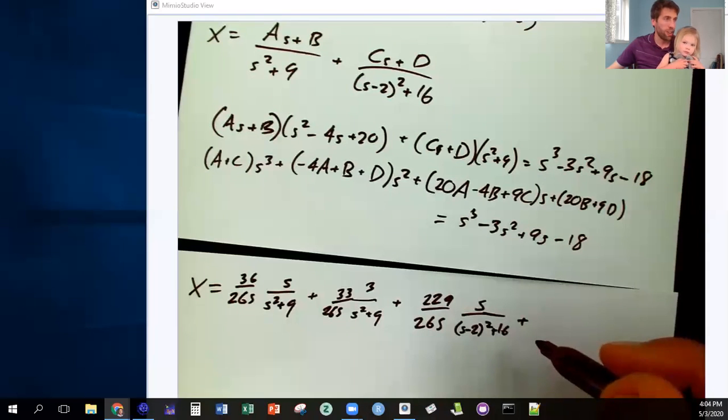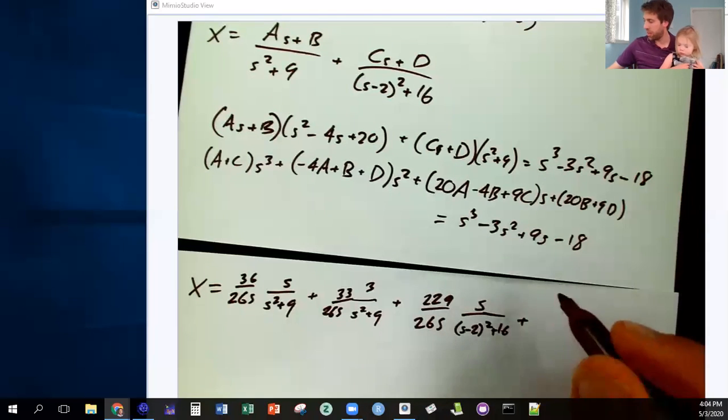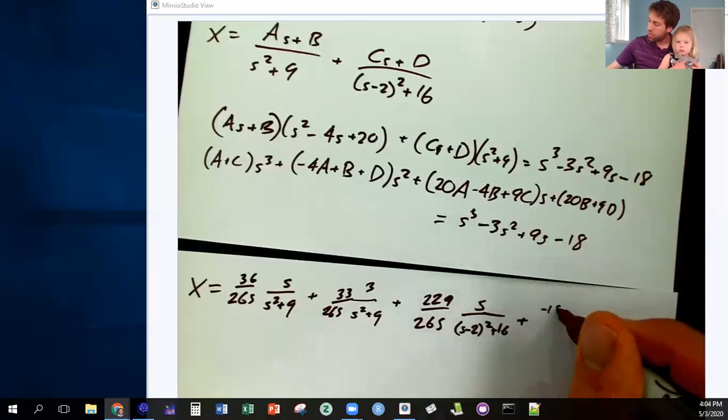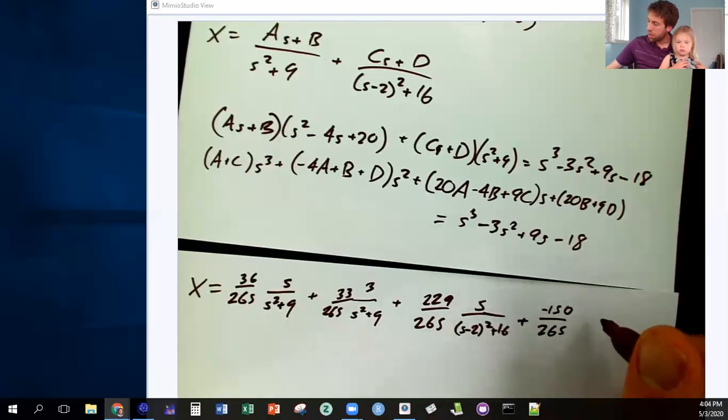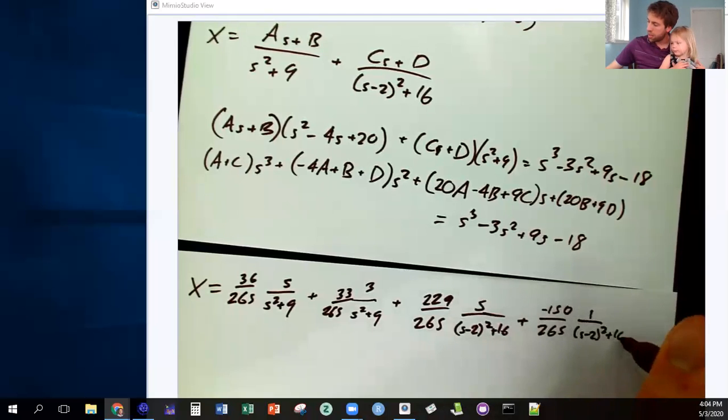s minus 2 squared plus 16, plus negative 150 over 265 times 1 over s minus 2 squared plus 16.